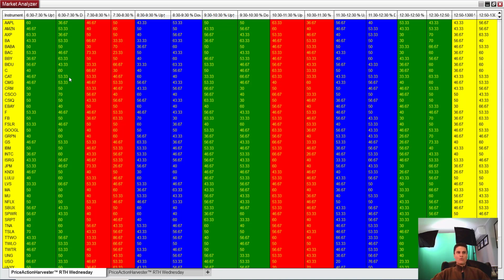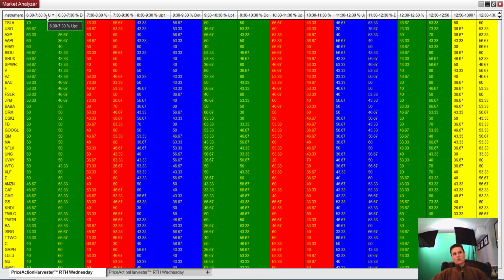Okay, so what I've loaded here is for Wednesday hourly, and if I did this, for example, it's going to load the highest one we had between 6:30 and 7:30. What that 70 means here is that 70% of the time, price for Tesla increased between 6:30 and 7:30 on Wednesdays. That's good insight to have.